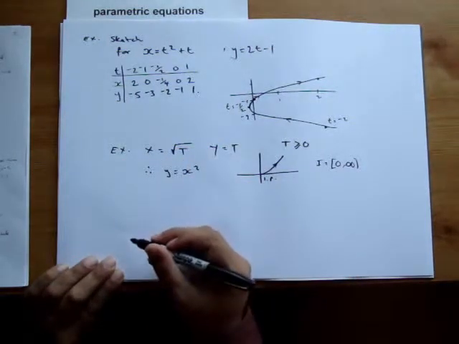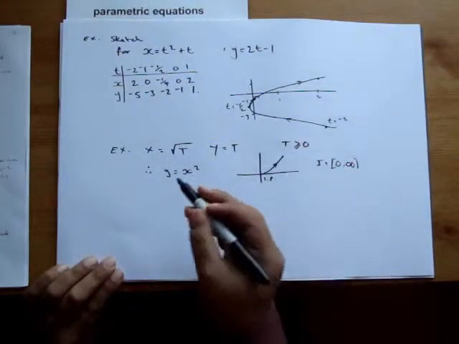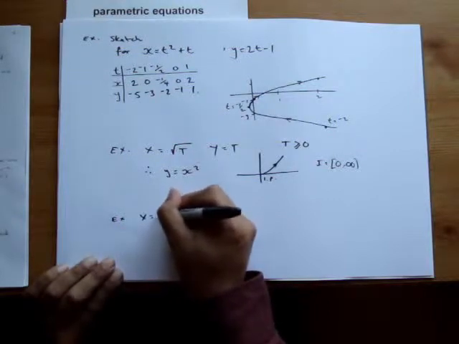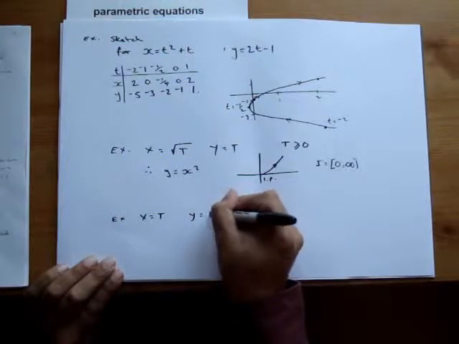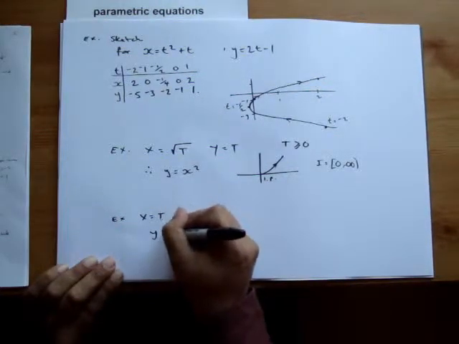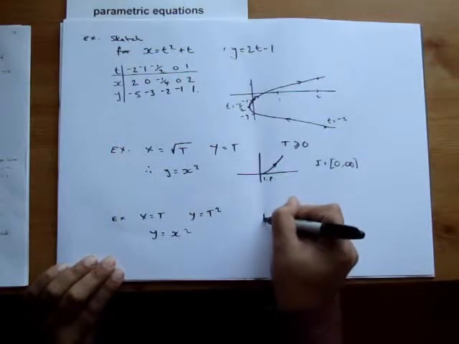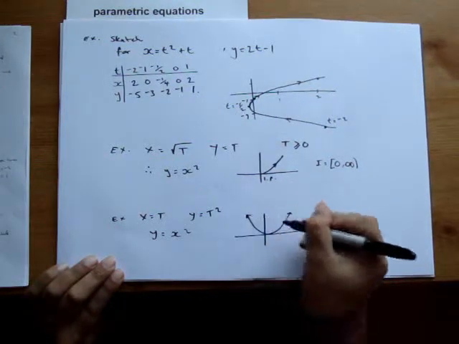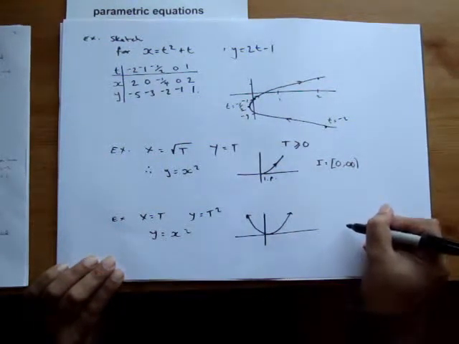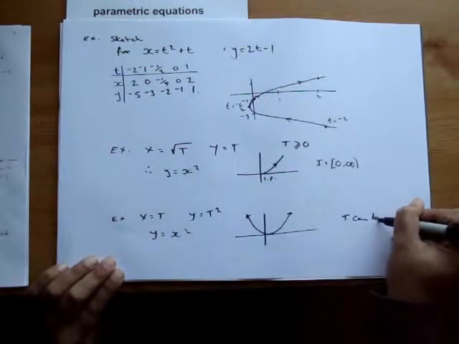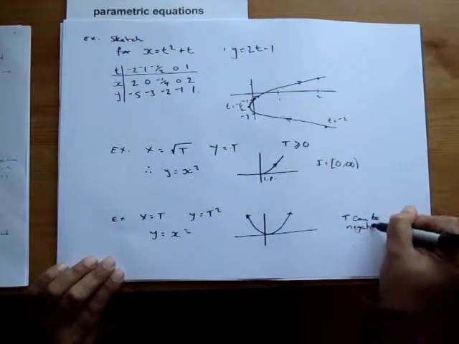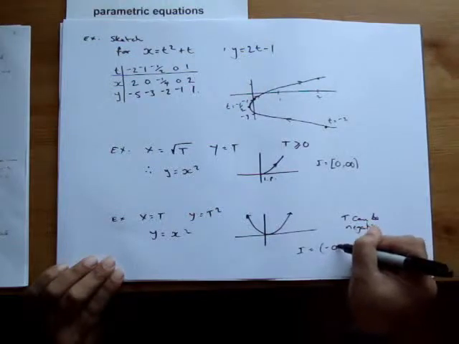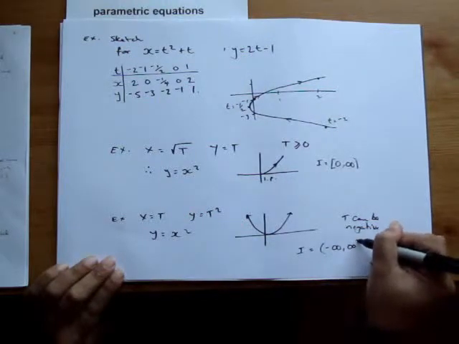Now if we had no limit placed upon t, for example, again, if x equals t, y equals t squared, y equals x squared again, but because there's no limit on t, we get a parabola like so. t can be negative, and our domain we would get minus infinity to infinity.